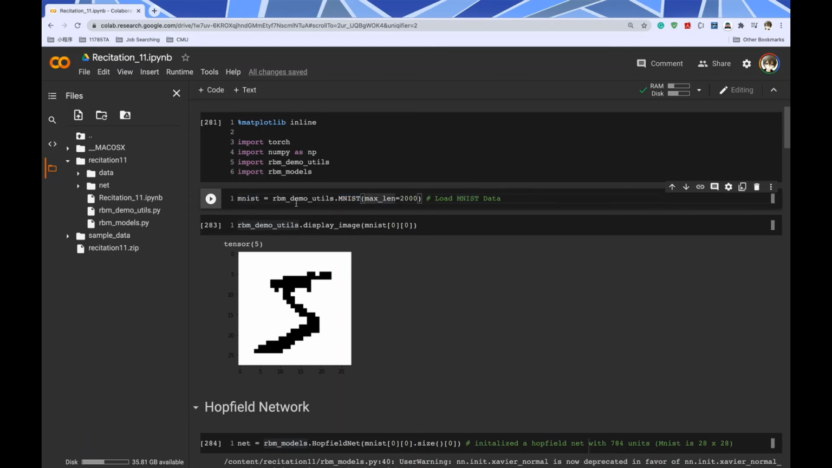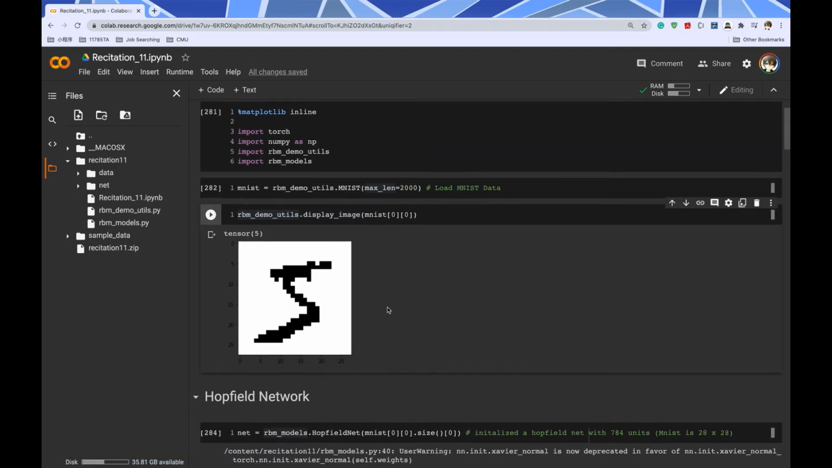And the MNIST dataset consists of 28 by 28 images, and we also append a one hot vector after the image. So the 28 by 28 is 784 pixels, and we append a one hot vector. In total, it becomes 794 dimensions. So that's our data.